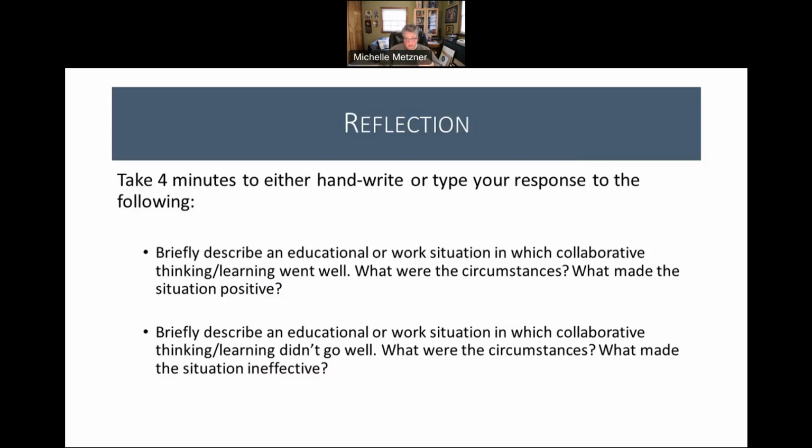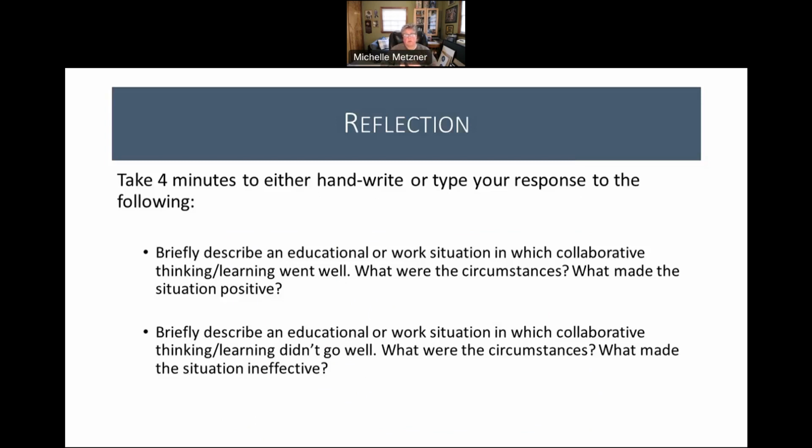Now, to get you thinking about your own experiences with collective thinking and learning, I'd like you to complete a reflection. Now, all of the reflections in this course will be done the same way. I will read the prompt to you and tell you how much time you have, and you'll pause while you complete your reflection, and then you'll go ahead and start the video.